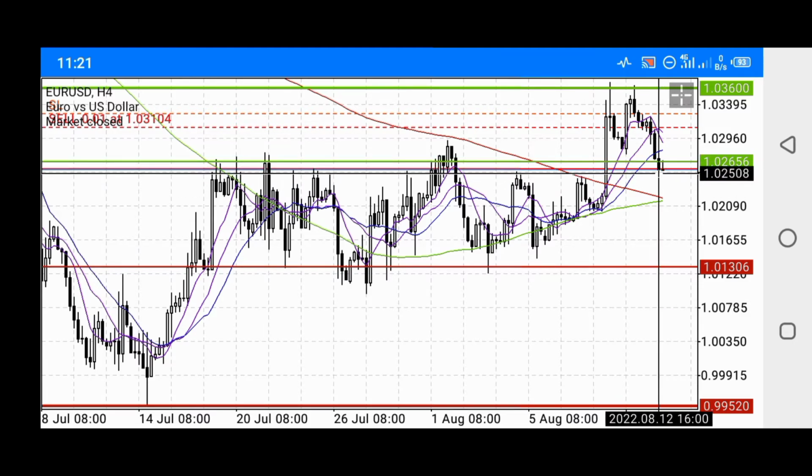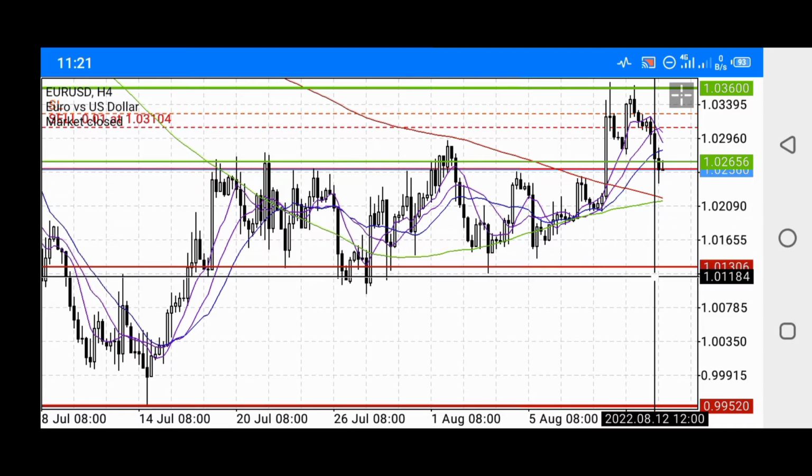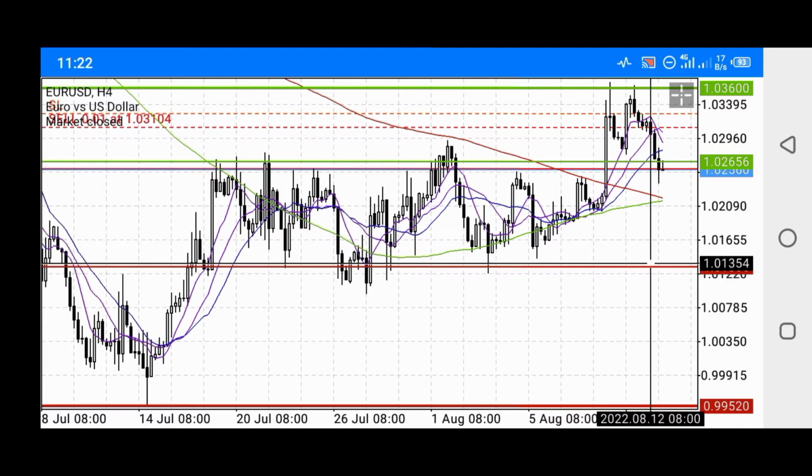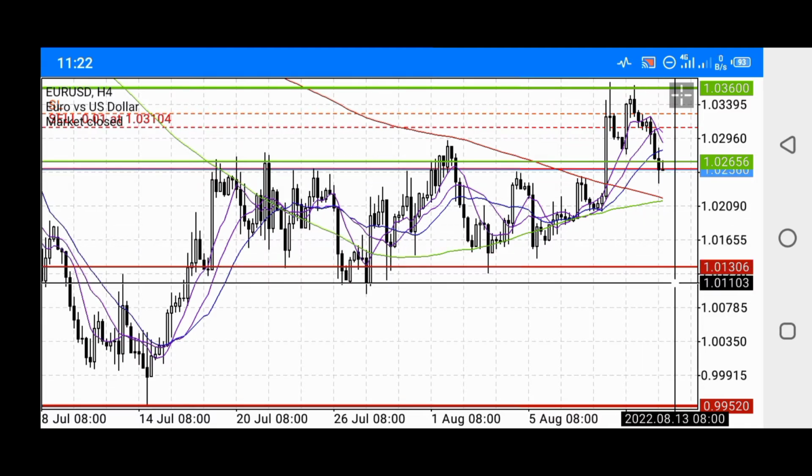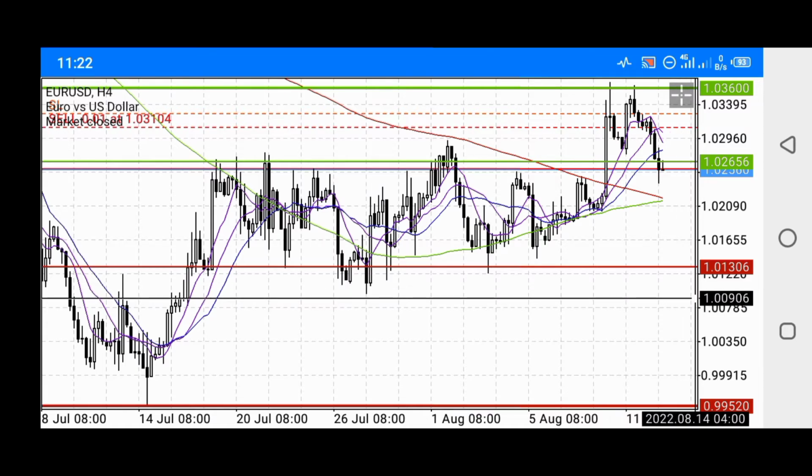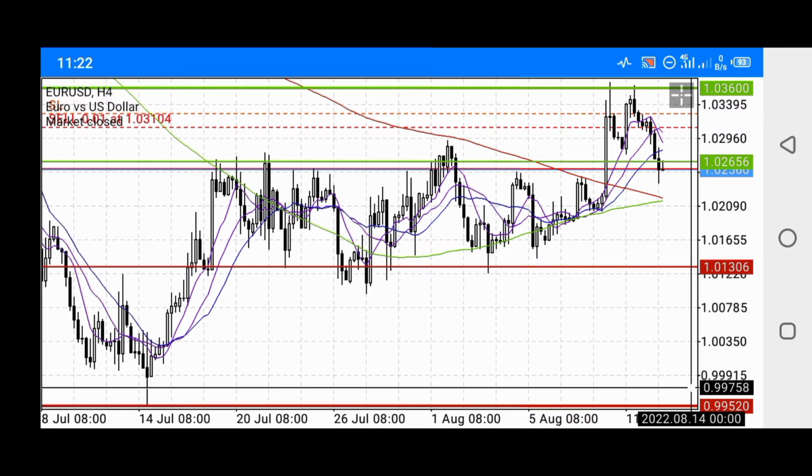But if your bias is the same as mine, and you are looking to enter EURUSD on a sell position, then I will advise you to wait patiently for price to get to this point. If you do not see any rejection and price breaks this level, you can place a sell stop order right below it, then apply your proper risk management.